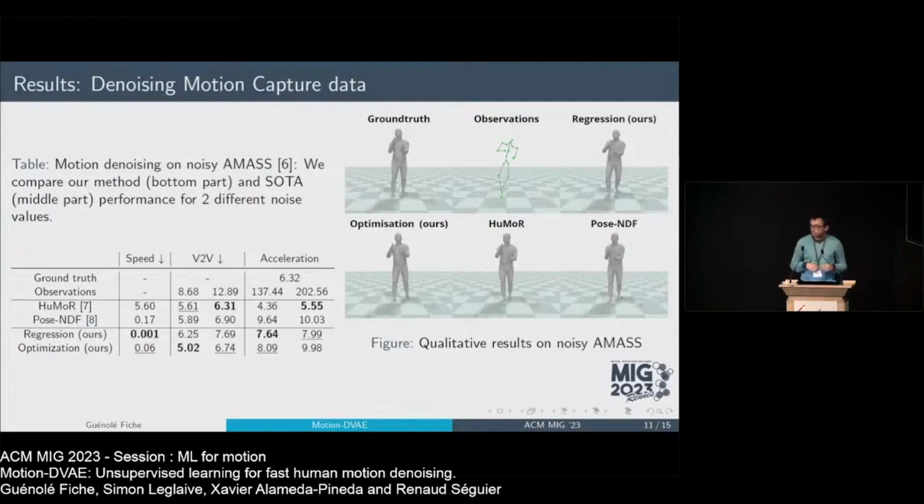And for the acceleration, it's a metric which measures how realistic the motion is. So the goal is to be as close as possible to the ground truth joint acceleration. And we can see that HuMoR tends to over-smooth the motion, but it's quite good. PoseNDF is producing motions which are not smooth enough, but it's not surprising since it's a pose prior and not a motion prior. And our method produces realistic motions.